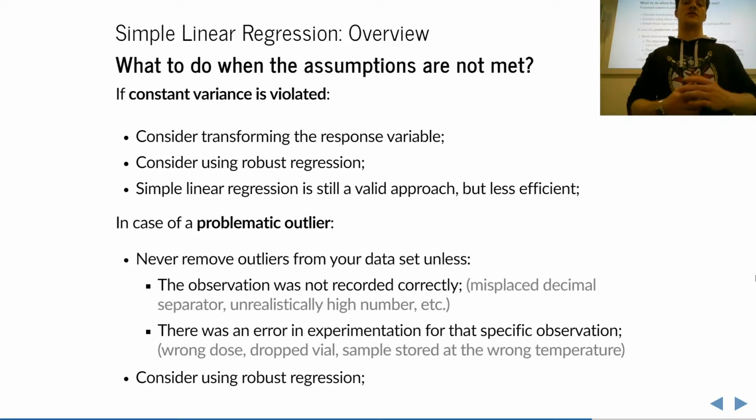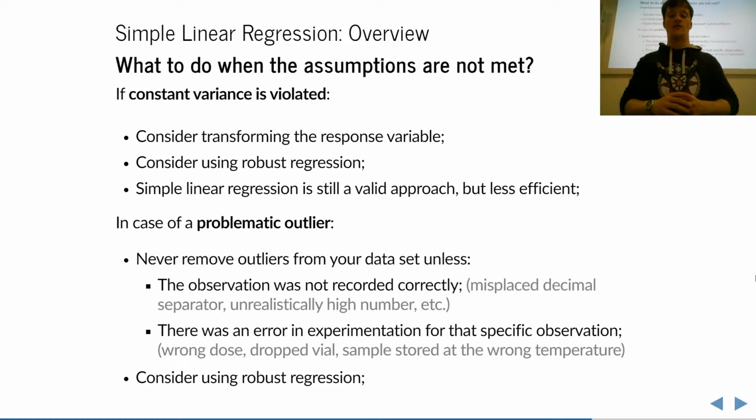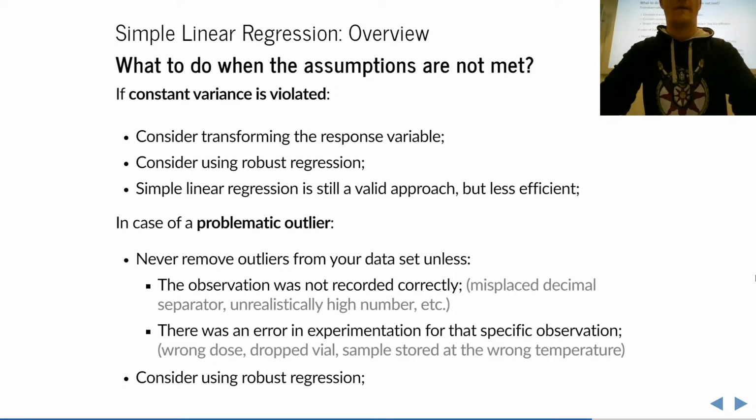But there are exceptions. If you see one person in your data set that weighs 1,200 kilos, probably the decimal separator was misplaced, right? Or if you see a value that is just completely unrealistic, then you can take it out. Maybe it's just not recorded correctly.